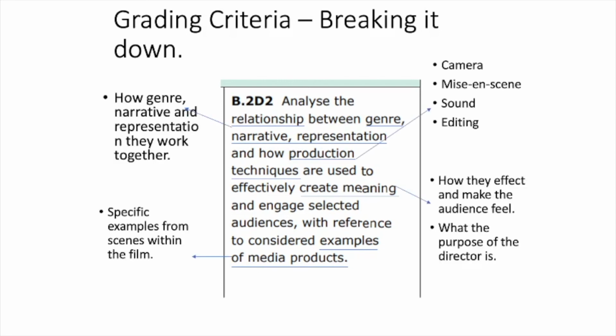So here is the breakdown of the grading criteria. To get the very top grade, this is what you have to do. You need to make sure that you are referring to specific examples from scenes within the film, okay? You can talk about the film in a broader sense, but always relate it to a specific example within your film. Also think about how the effect of this particular theme may make the audience feel, okay? If you're talking about representations of females, for example, how would that make a female audience member feel? Would they potentially be insulted by some of the representations in the film and the way in which females are represented? It's possible.